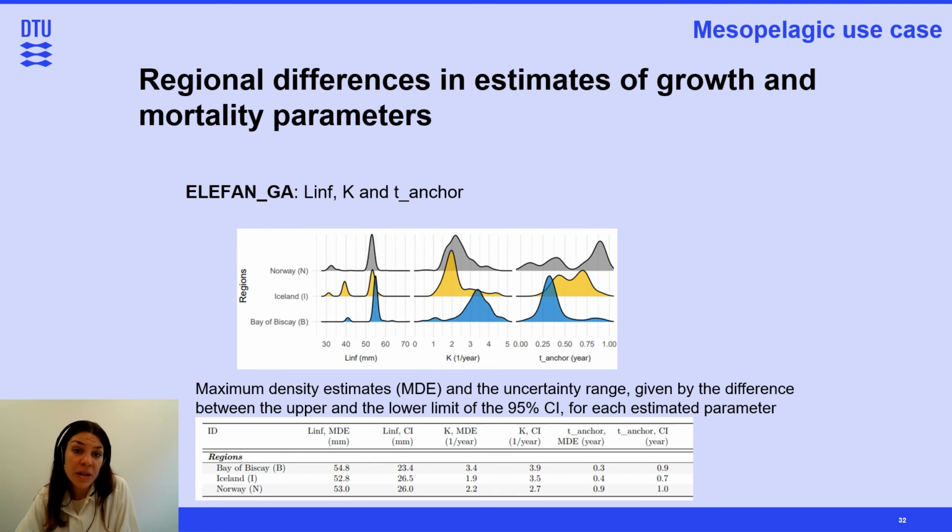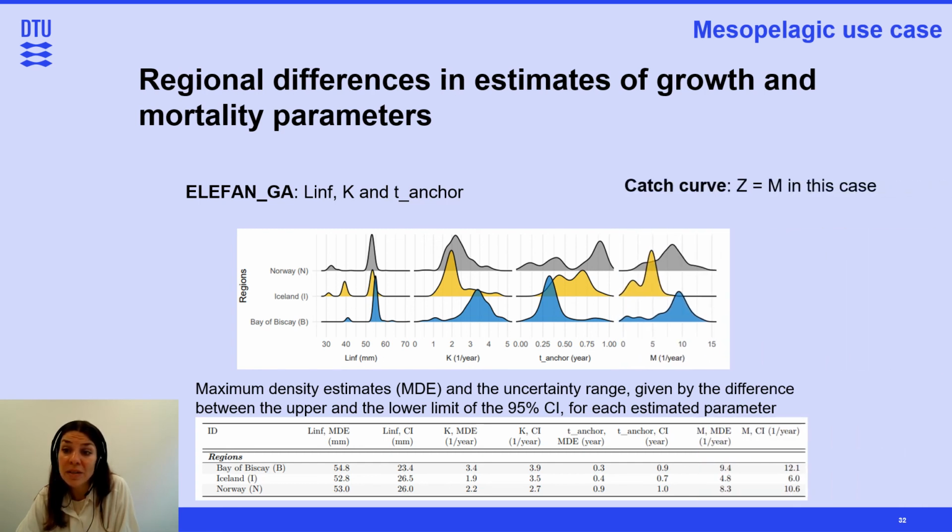We then estimated the growth parameters and their uncertainties in all regions. We also estimated the total mortality distributions using the growth parameter distributions as an input. As the mesopelagic species are currently unexploited, we assumed the total mortality to be equal to the natural mortality. We presented the uncertainty of the parameter estimates as the difference between the upper and lower limit of the 95% confidence intervals.